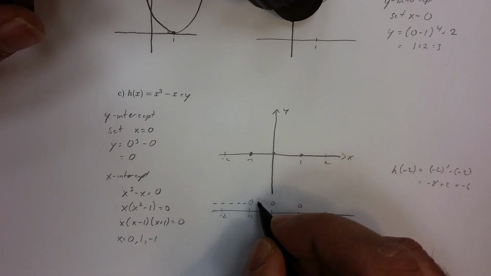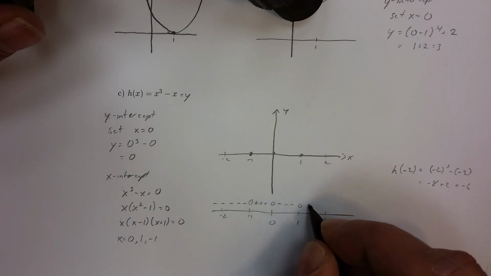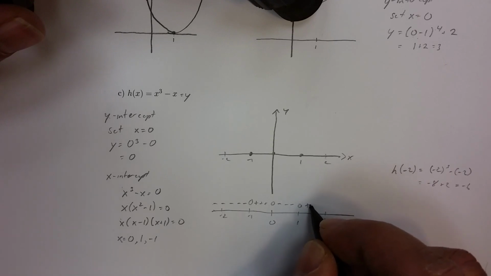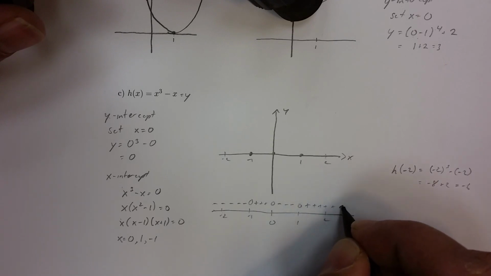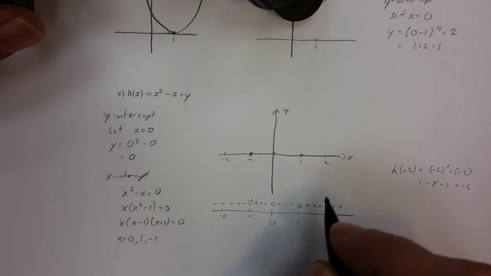And to tell you the truth, I'm just going to speed things up a little bit. If you plug in a value between minus 1 and 0, it works out to be positive. If you plug in a point between 0 and 1, it works out to be negative. And if you plug in a point to the right of 1, say 2, it works out to be positive again. So it's below the x-axis over here, above the x-axis, below the x-axis, above the x-axis.